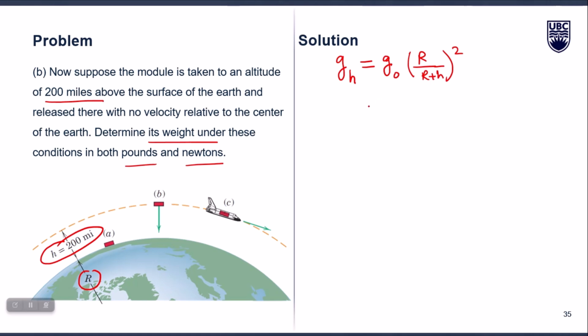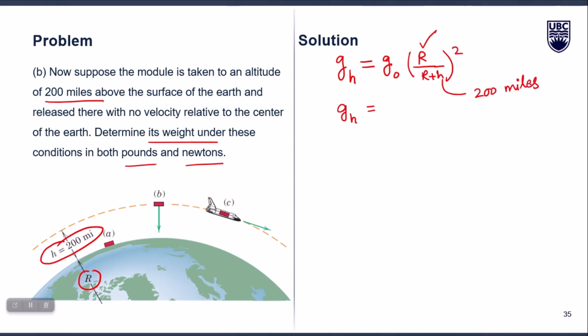Let's keep the problem first in US customary units, and then we can repeat that in SI units if required. So g sub h is equal to g naught times R over R plus h, whole square. Now R is given in either kilometers or miles or feet. Capital R is the radius of Earth. h is given in miles. h is given as 200 miles, right?